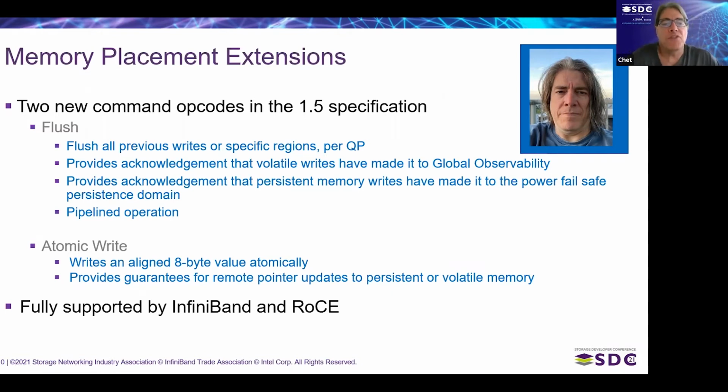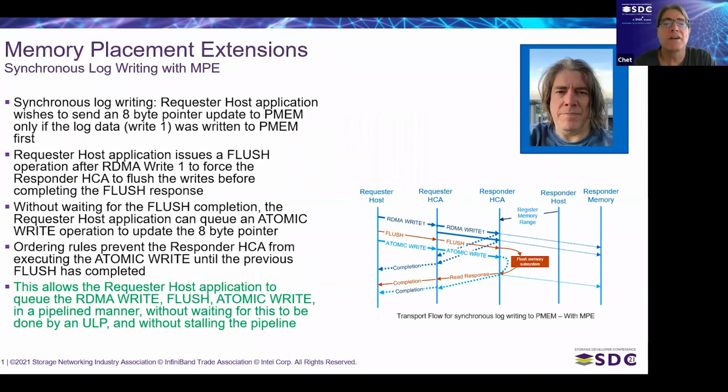And so the atomic write command allows a NIC to basically do an 8-byte pointer update, and you don't have to worry about that update being torn, i.e. it's atomic. And both of these commands are fully supported by Infiniband and RoCE. All right, so what can we do with these?